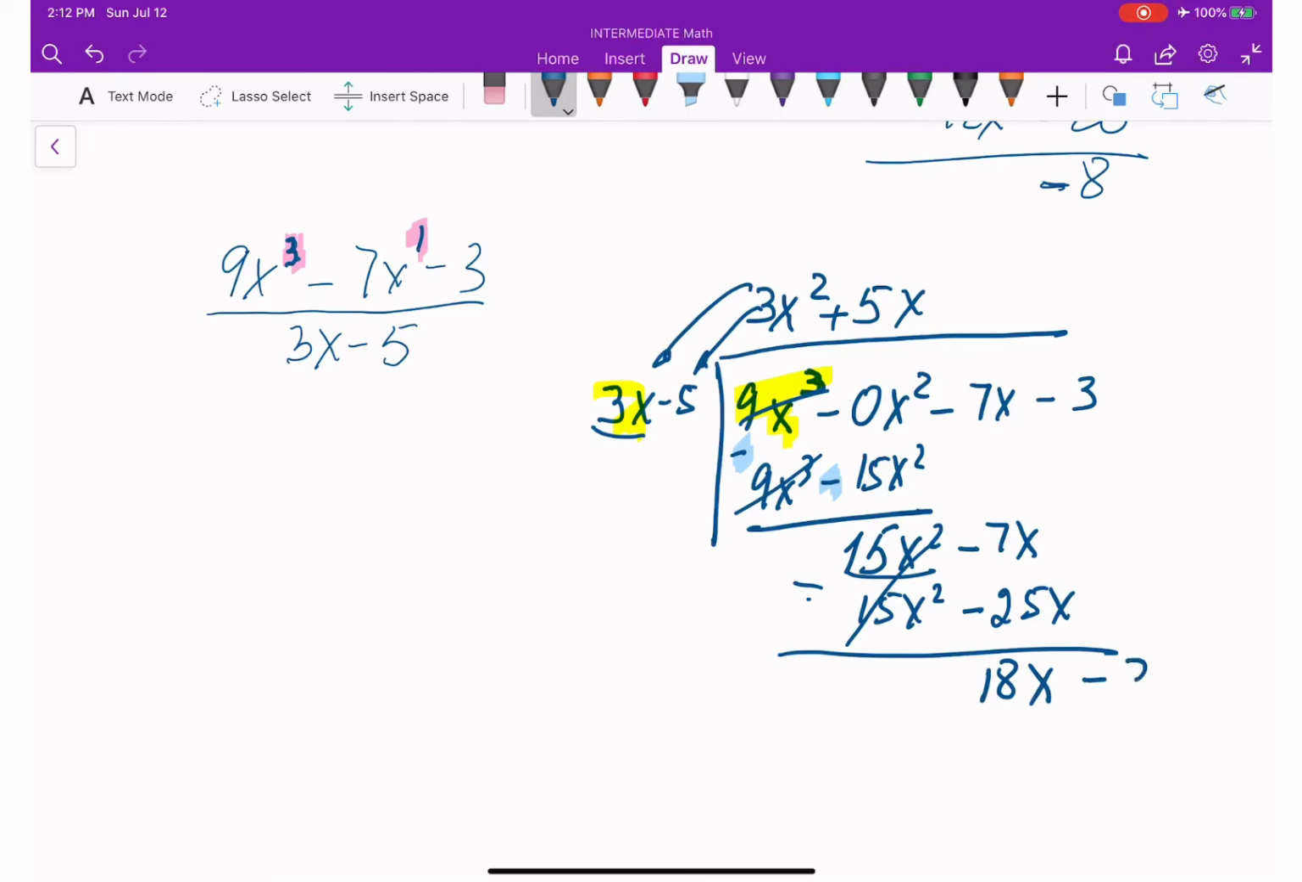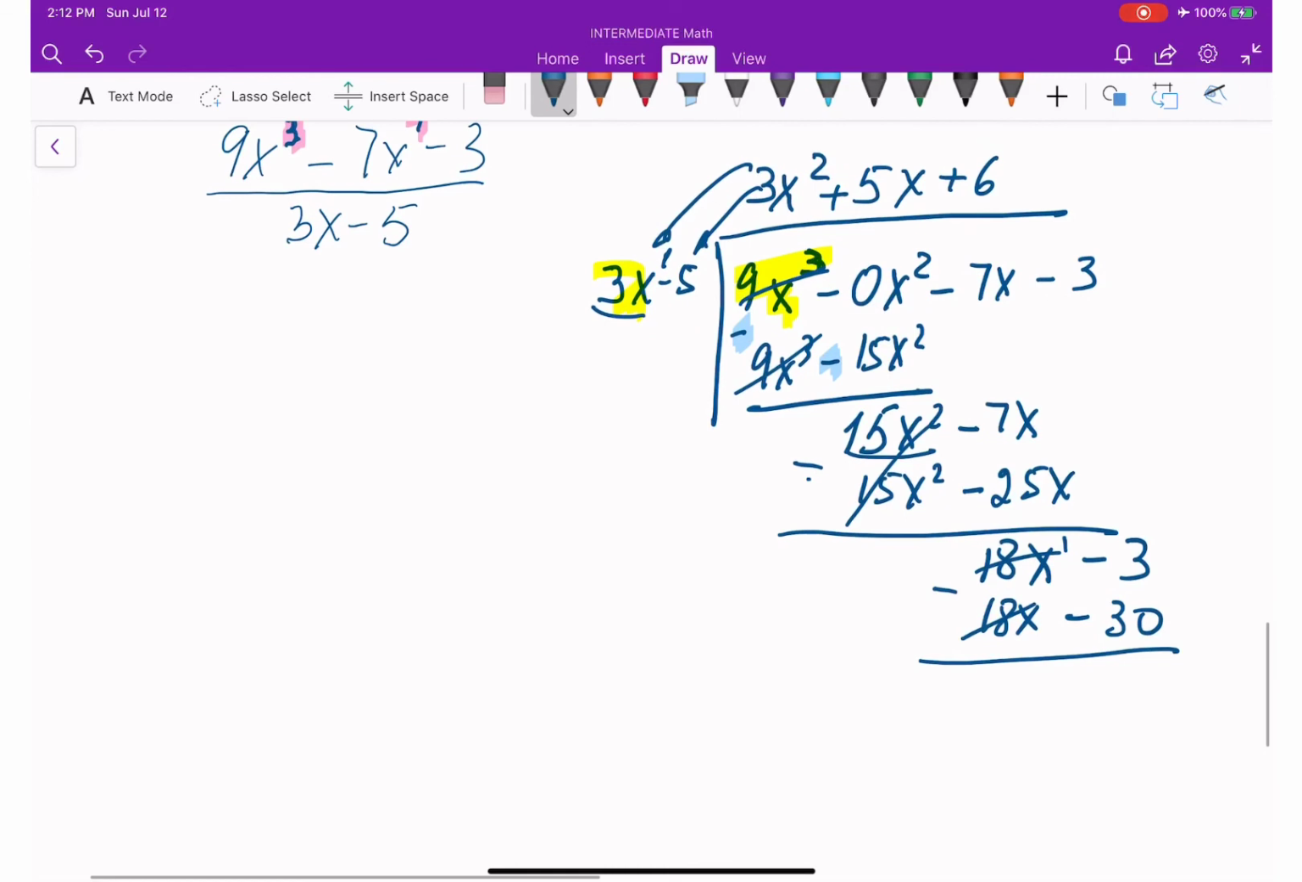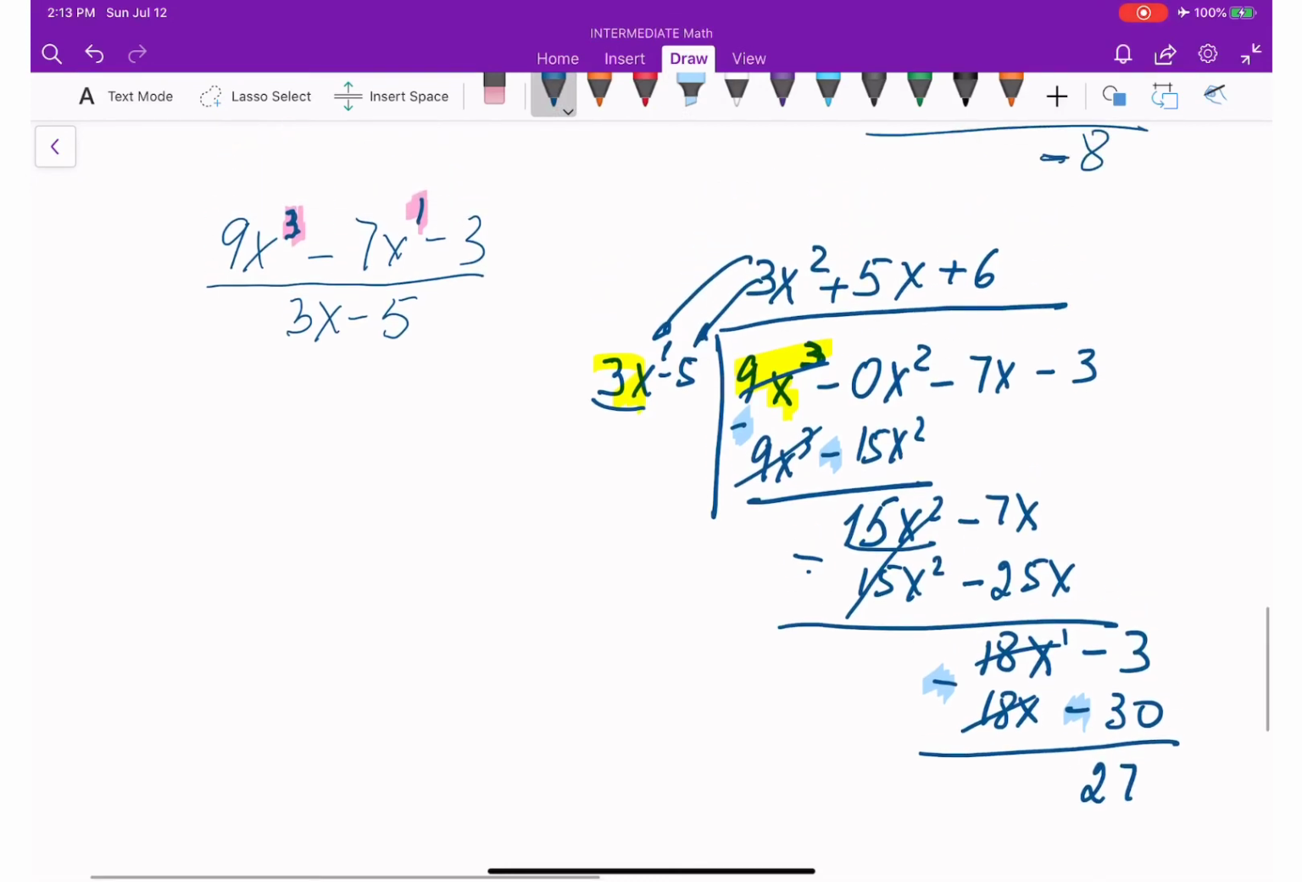And minus 3. So 18x, we have degree 1 here, and with 3x also we have degree 1. Therefore, we can divide. 18x divided by 3x is going to be 6. 6 times 3x is 18x. And 6 times negative 5 is going to be negative 30. So if I subtract, this is gone, and negative 30 becomes, negative and negative will be positive. So negative 3 plus 30 is going to be positive 27. 27 is our remainder because it has degree 0 and it's less than the degree of my binomial here.